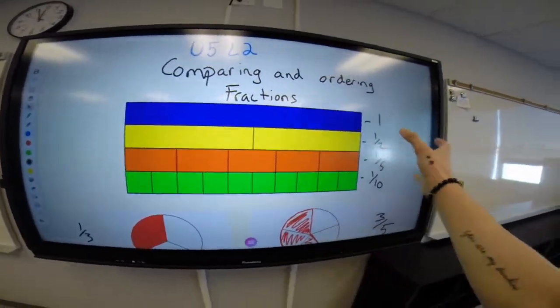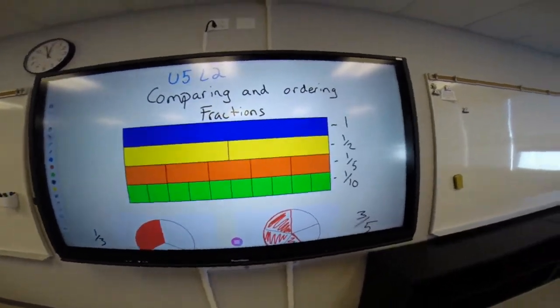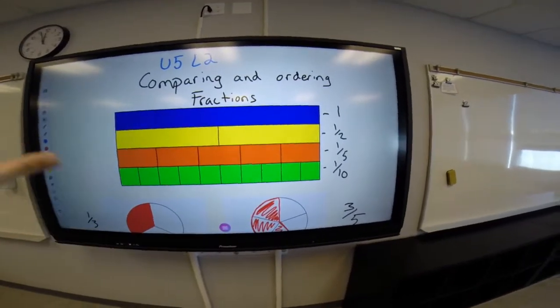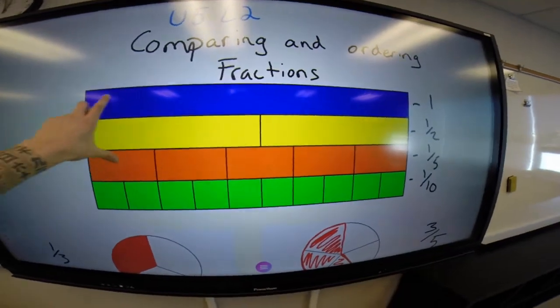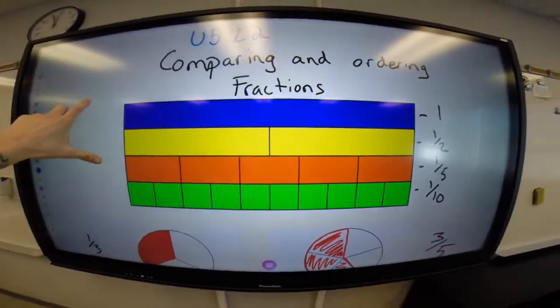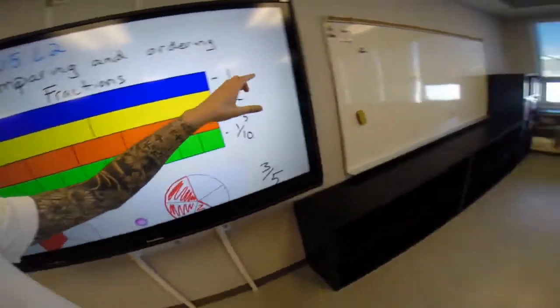If I don't have them the same length, then it doesn't give me a true showing of if these fractions are bigger or smaller than one another, right? So it's very important that when I draw out my bars, if I were to use this strategy, I need to draw my bars the same length.